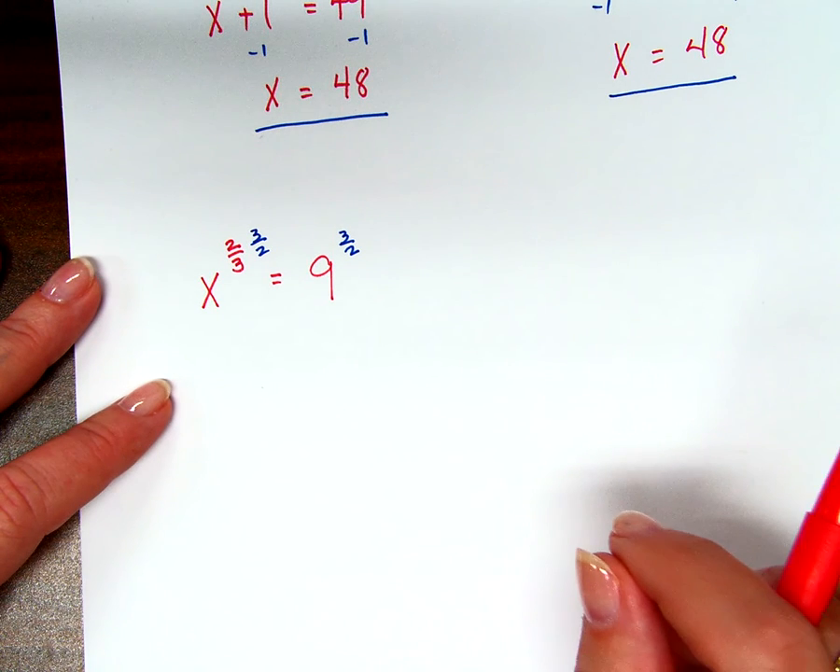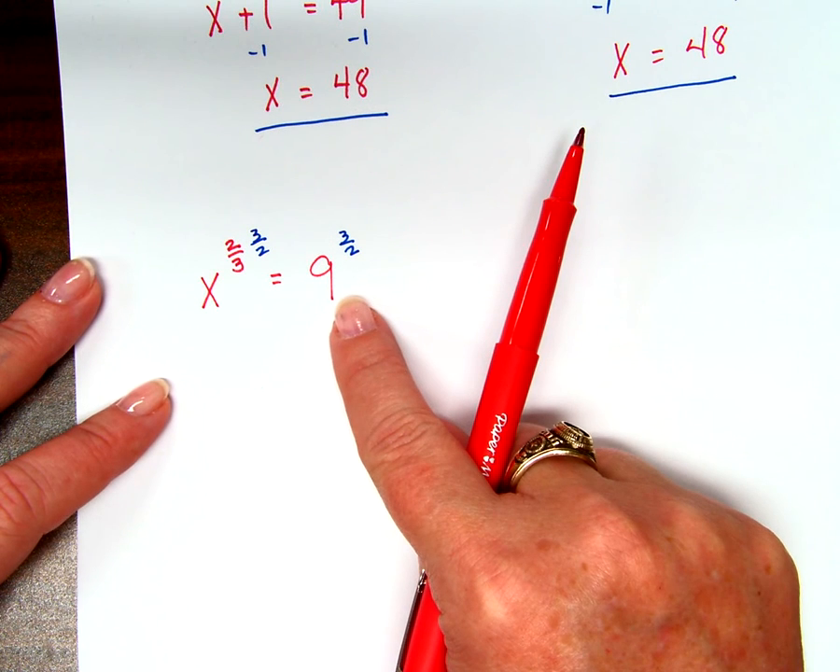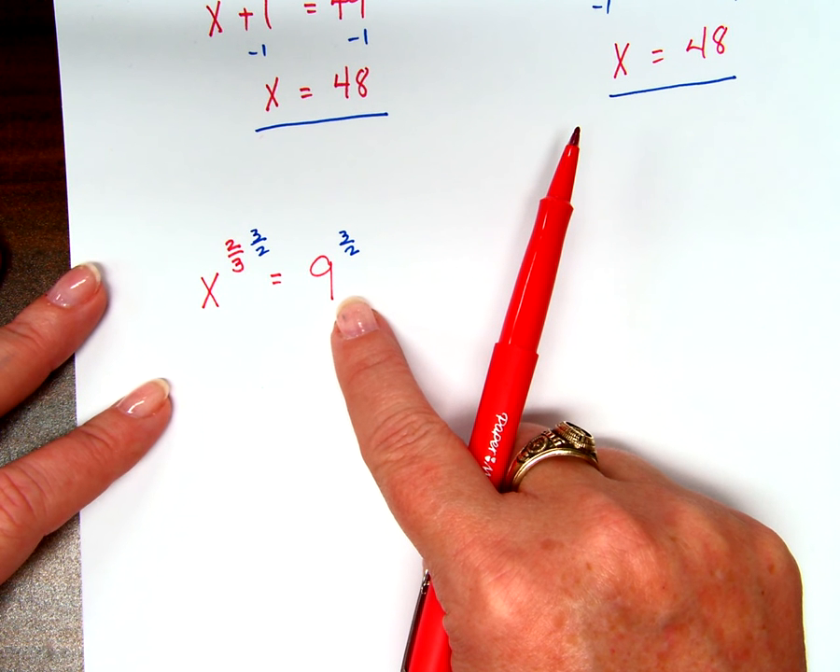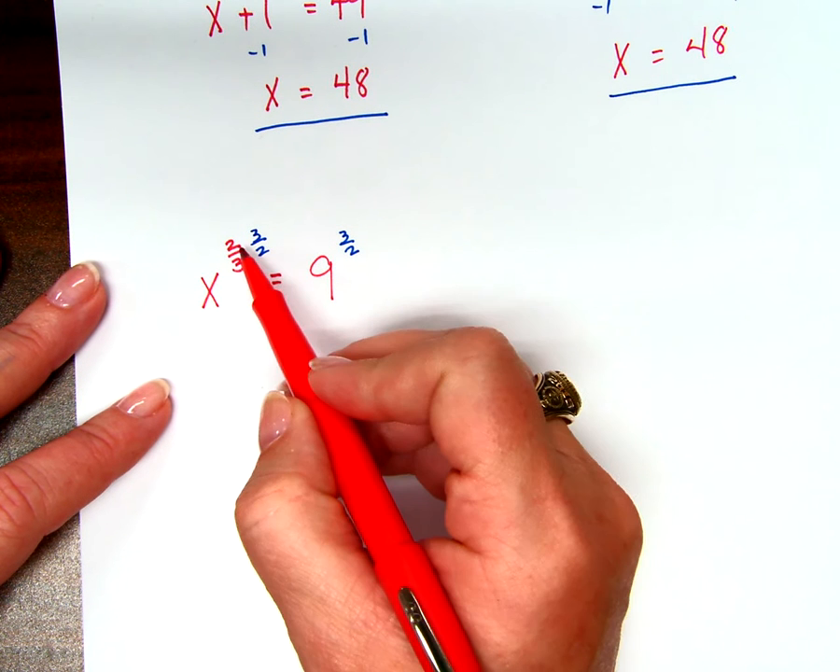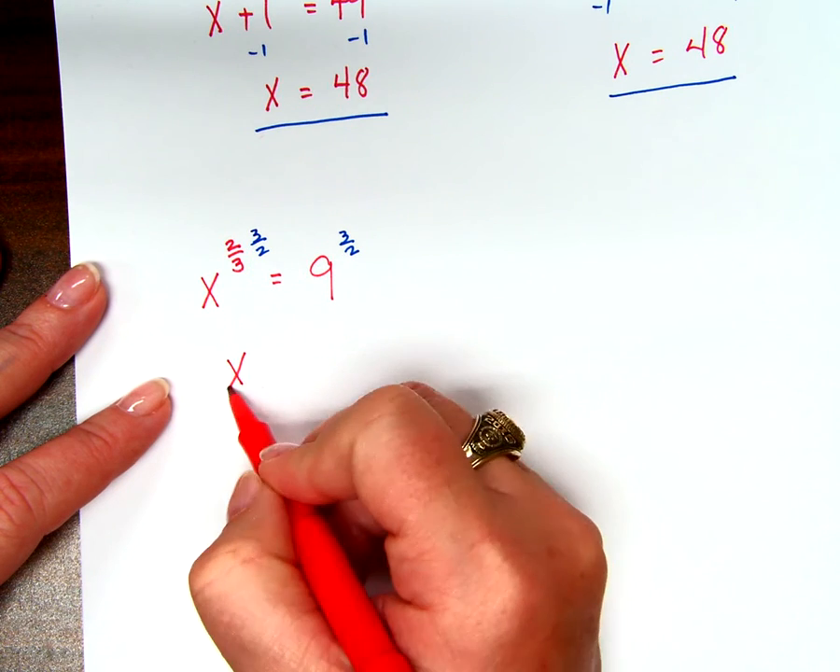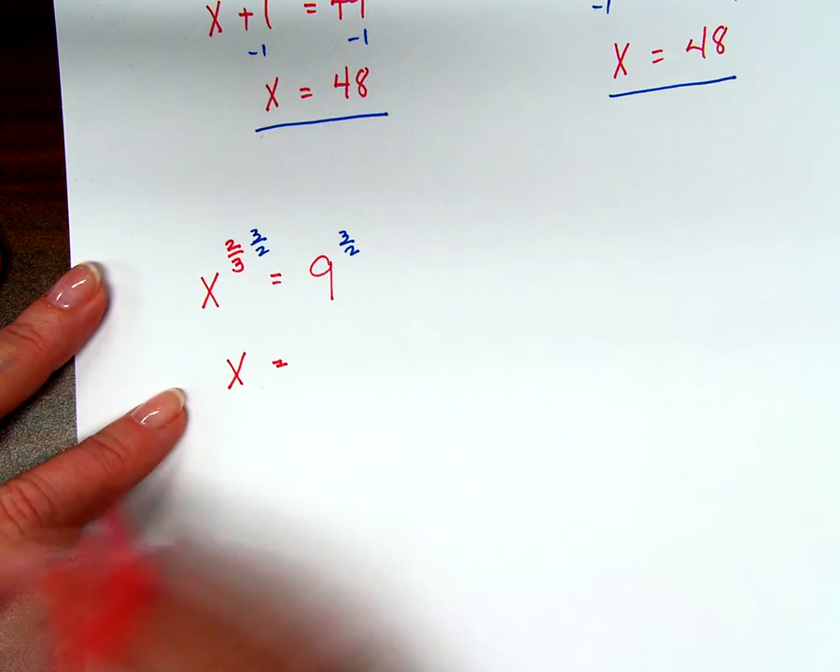Okay? Now, we can absolutely do this without a calculator. You can do it in your calculator, but I'm going to prove to you that we don't have to have our calculator. First of all, on this side, I get 6/6, which is 1, so that simplifies to just x, right?